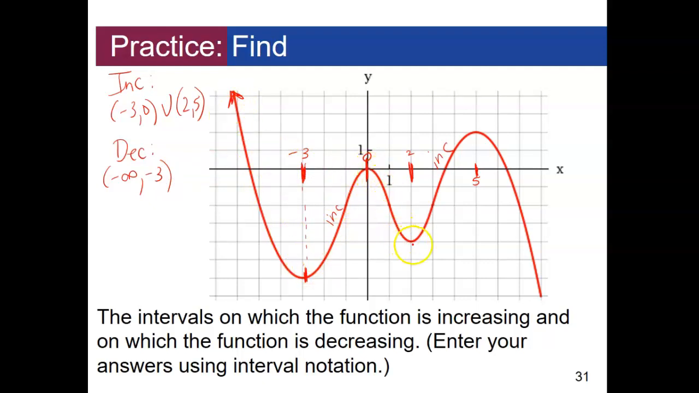It's going to decrease again over here between 0 and 2. And then it's going to decrease again after 5. So it's going to be from 5 to infinity.